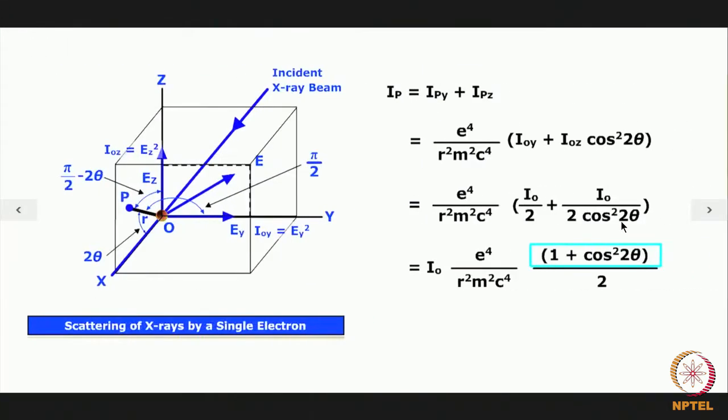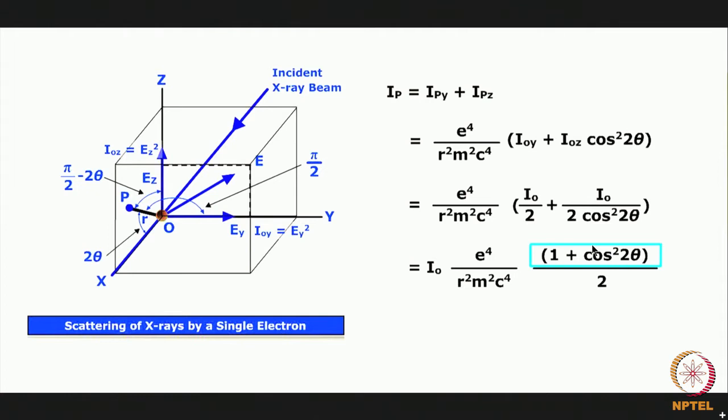So, the total intensity scattered by the electron at the point P in the x z plane will be equal to I p y plus I p z. So, if we add those two up, we come to this situation. It will be equal to I 0 e to the power 4 by r square m square c 4, the whole thing multiplied by 1 plus cosine square 2 theta divided by 2.